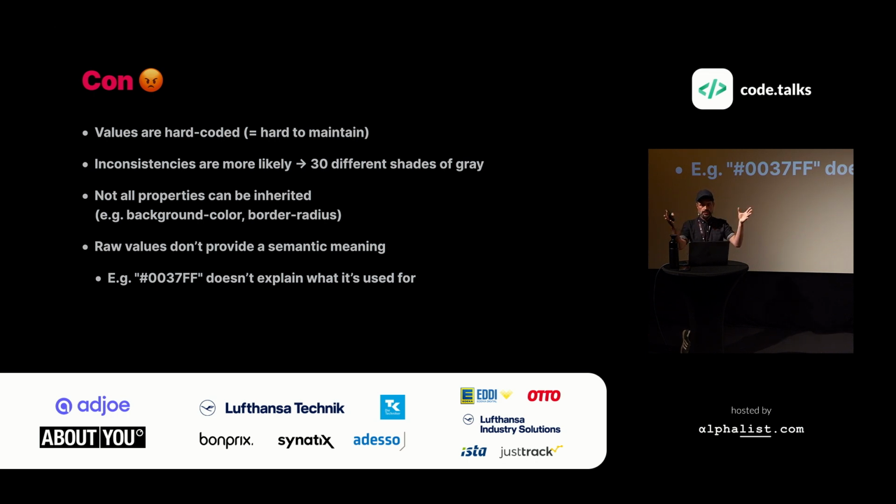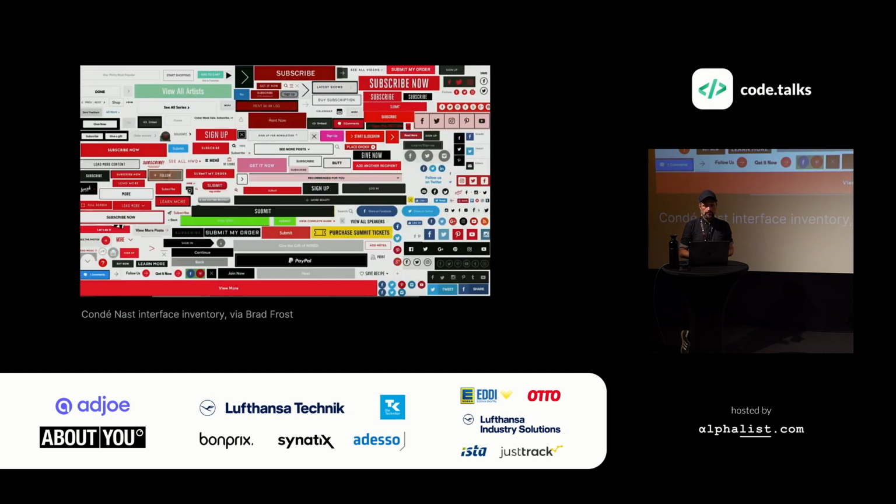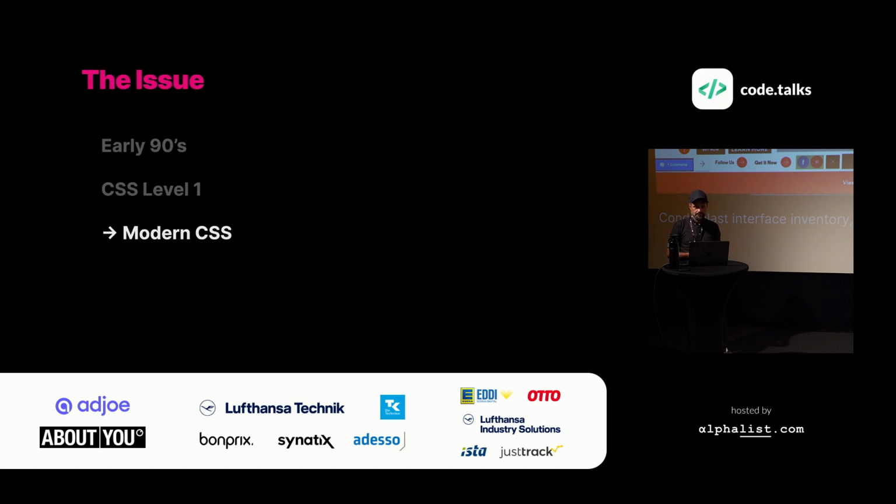So you don't tell any one of your coworkers what this color code is intended to be used for. So that's also a drawback, I think. And yeah, that's a popular example. That's an interface inventory taken by Brad Frost. And I hope you can see the inconsistencies. So we have many different versions, different border radii, font families, and colors. That may happen if you maintain your values manually.